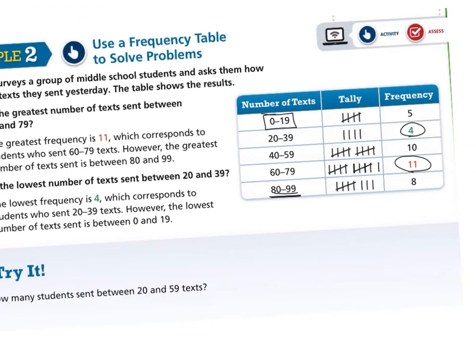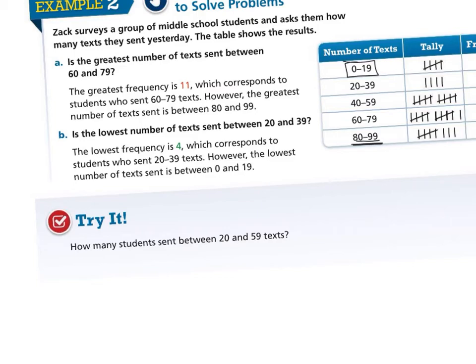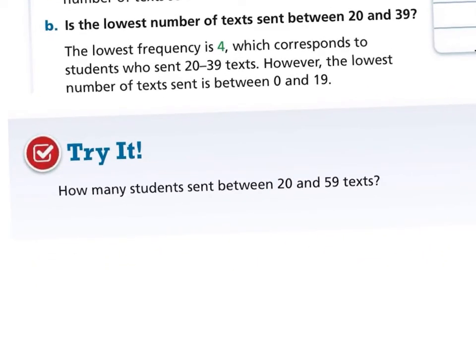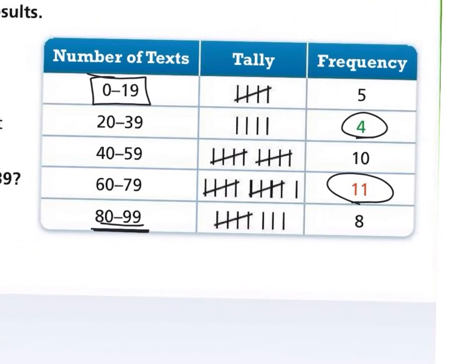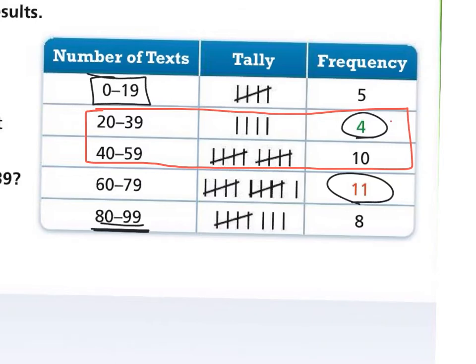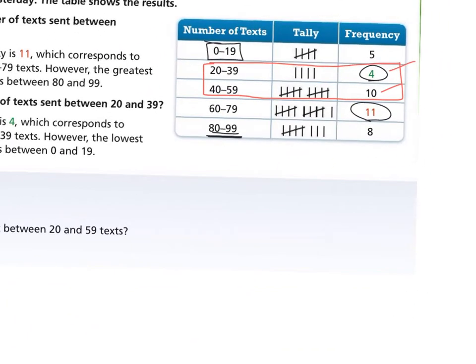So the try it then says, how many students sent between 20 and 59 texts? So between 20 and 59, we can look at our frequency table. We're trying to look at the groups from 20 to 59. That would be these two groups right here. And so to figure out how many people there were altogether in those groups, there were 4 in that first group and there were 10 in the second group. And so if we just add those together, that's a total of 14 students that sent between 20 and 59 texts.